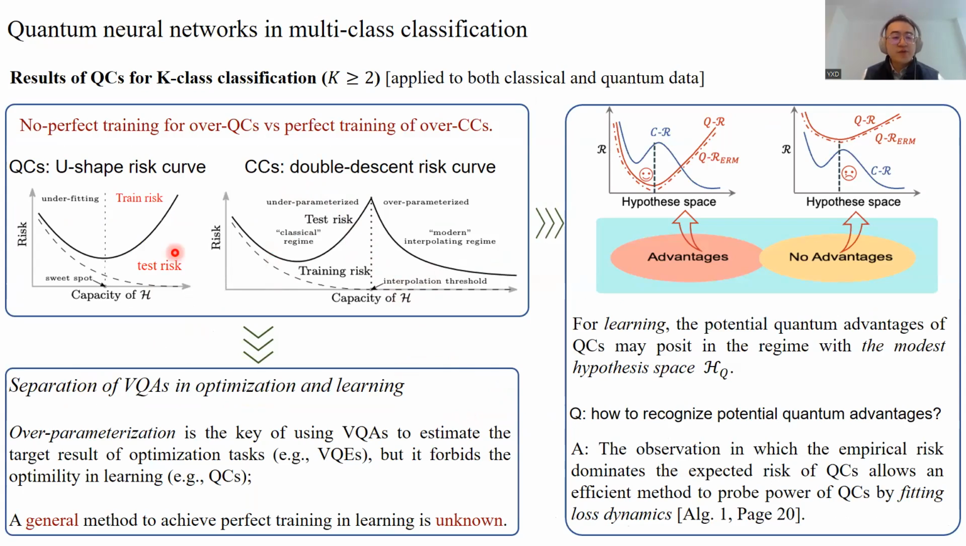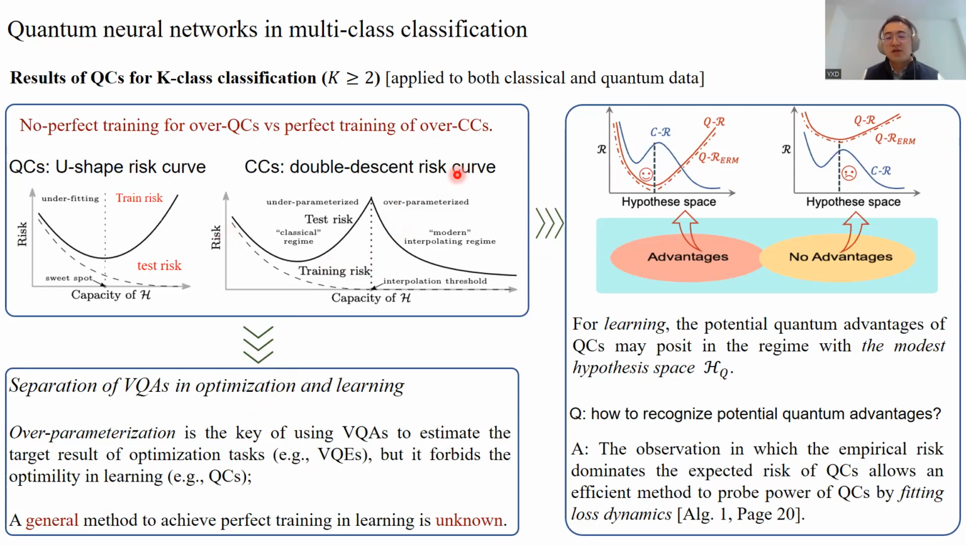The first is the separation of variational quantum algorithms or quantum neural networks in optimization and learning. Because as mentioned above, the parameterization used in the neural tangent kernel is the key to achieve an optimal result for any Hamiltonian H, but it forbids optimal learning. So this is a key difference. And what the general method is to achieve perfect training for learning tasks is still an open question.